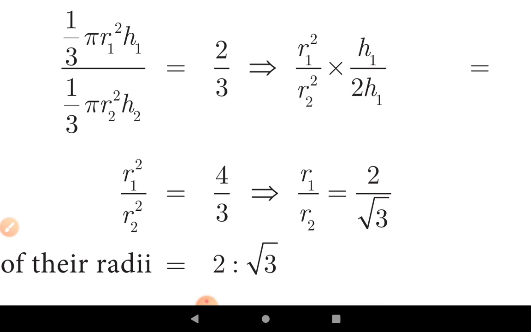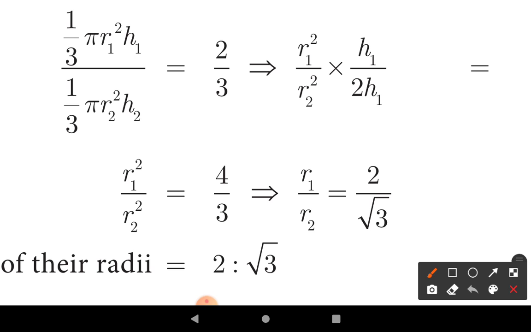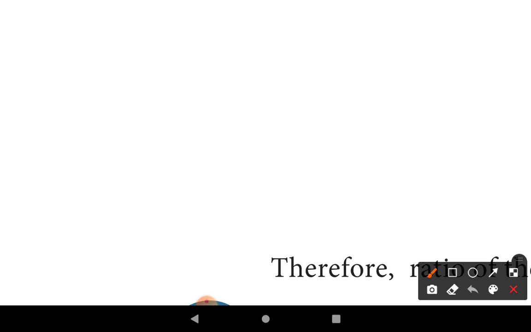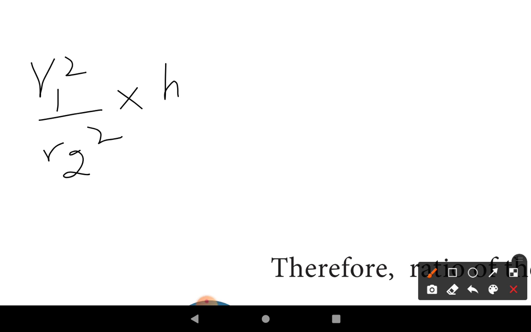Now, since h2 is equal to 2h1, we can replace that value. So how do you replace? The next step: r1 square by r2 square into h1 by 2h1 is equal to 2 by 3. You see why I am writing this h1, because it was h2. In the condition they have given, the height of the second cone is double the height of the first cone, so that's why it is 2h1.